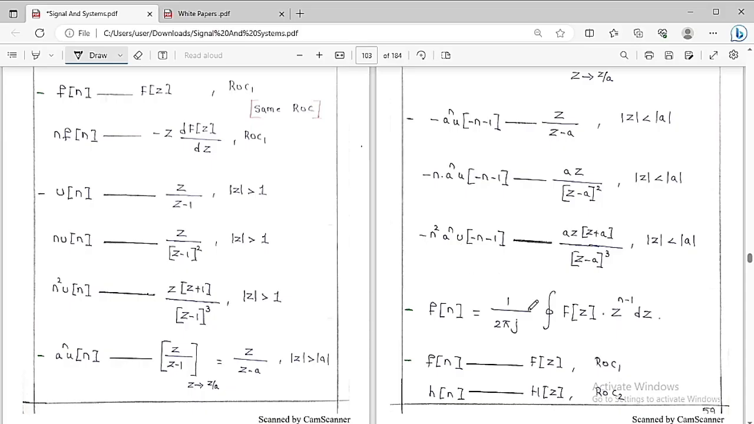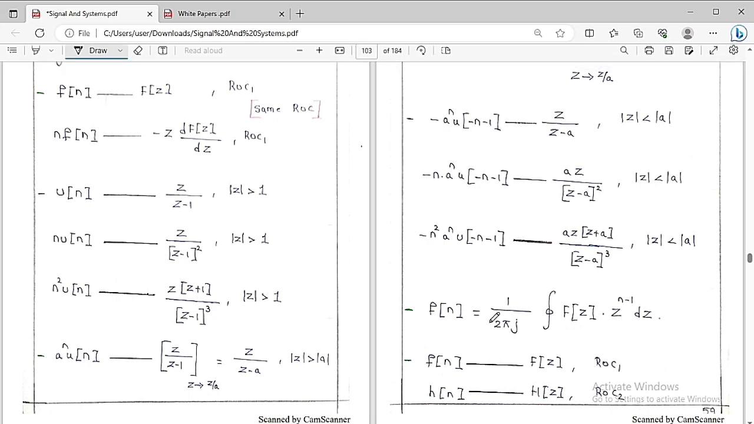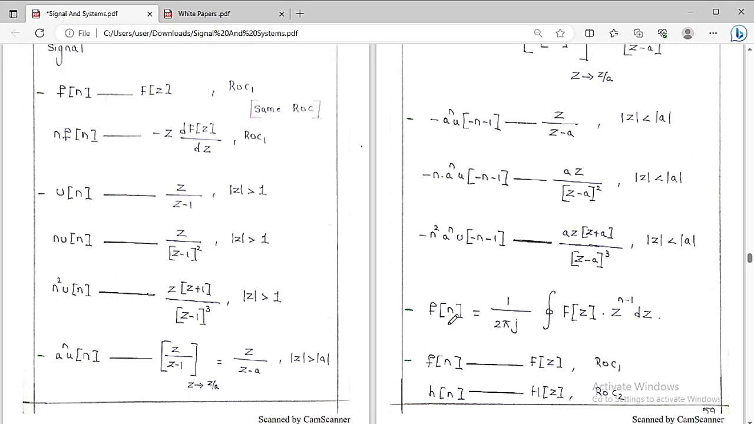Now we are going to discuss another point: suppose you know F(z), then how do you get f(n)? By this formula, f(n) is equal to 1 by 2 pi j times the closed contour integral of F(z) into z to the power of n minus 1 into dz. So this is how, when you know F(z), you get f(n) by this formula.